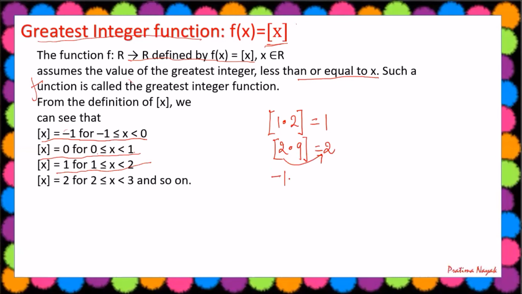But if I take minus 1.2, I cannot take minus 1. I'll take minus 2 because it is in between 0, minus 1, minus 2. Minus 1.2 is here, so you cannot take -1 from this. -1 is greater. You have to take the integer which is exactly less than this. So it will be -2.